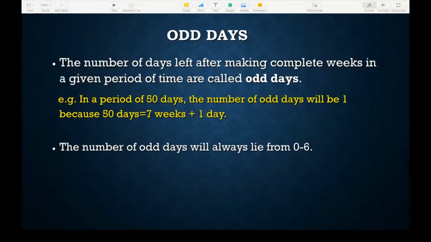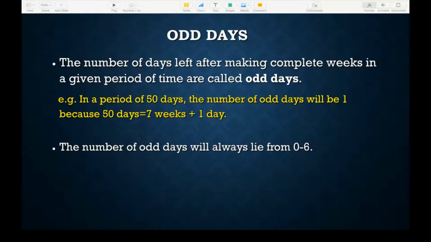We can draw out a total of 12 complete weeks because 12 sevens are 84. So in 90 days, I can take out 12 complete weeks, and we will be left with 6 days, right? These 6 days we will not be able to form a week. So in a period of 90 days, the number of odd days becomes 6.